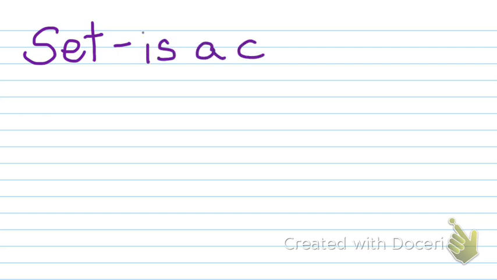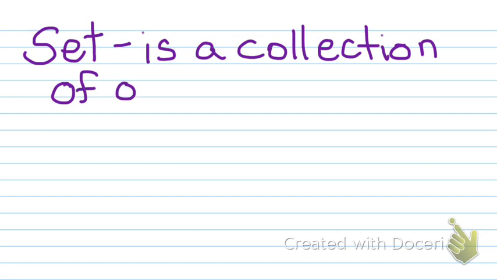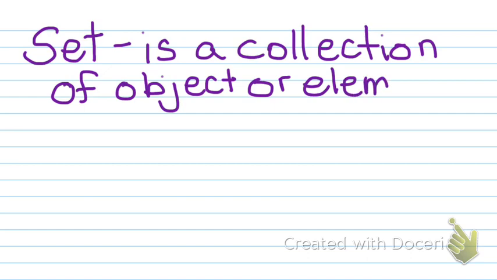What is a set? A set is a collection of objects, or some people use the word elements. The elements have to be different. They can't be the same.